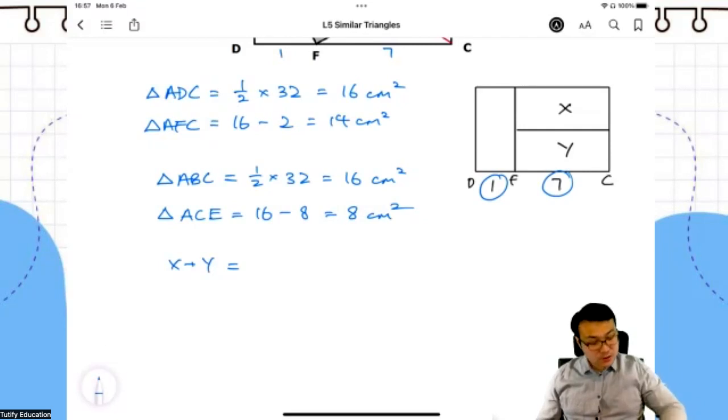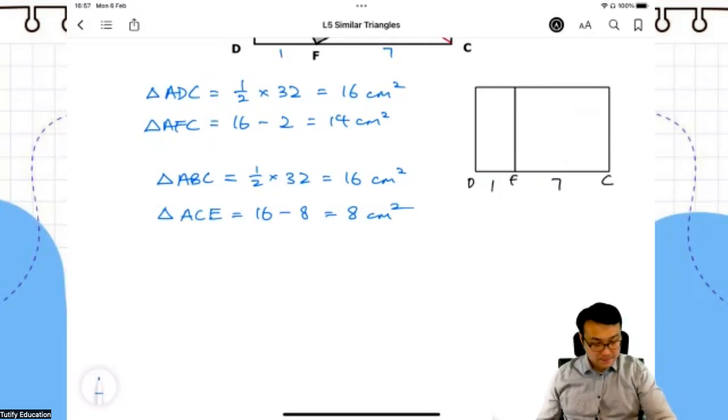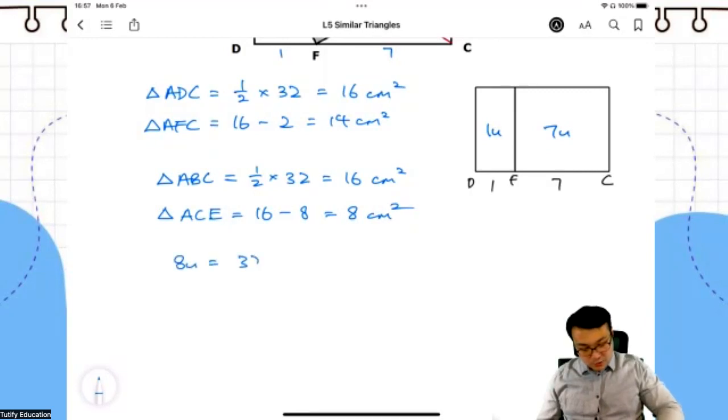Or if you want to use units, we can use units. Do you think it's easier? Okay, let's say that this is 1 unit. Then how many units is this? That is 7 units. Okay, so total how many units? 8 units. Okay, 8 units equal to 32. 1 unit equal to 4, and therefore 7 units is 28.